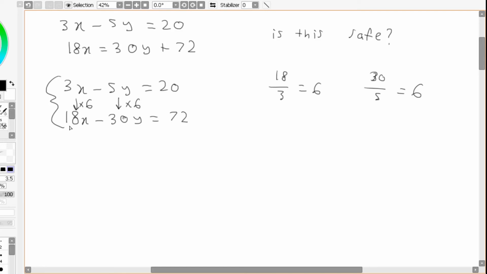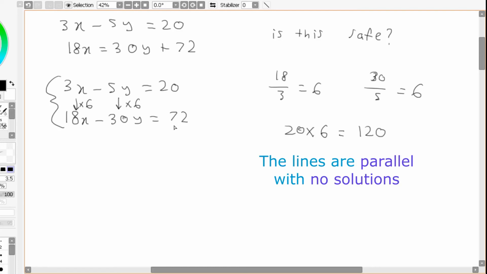So we're going to have to check whether the constants are also the same multiple. For that we can check 20 times 6, and that actually gives us 120 and not 72. Which means that the lines are parallel with 0 solutions.